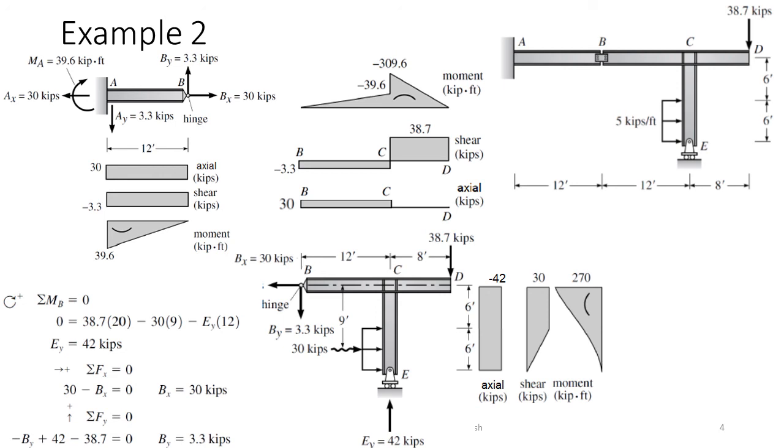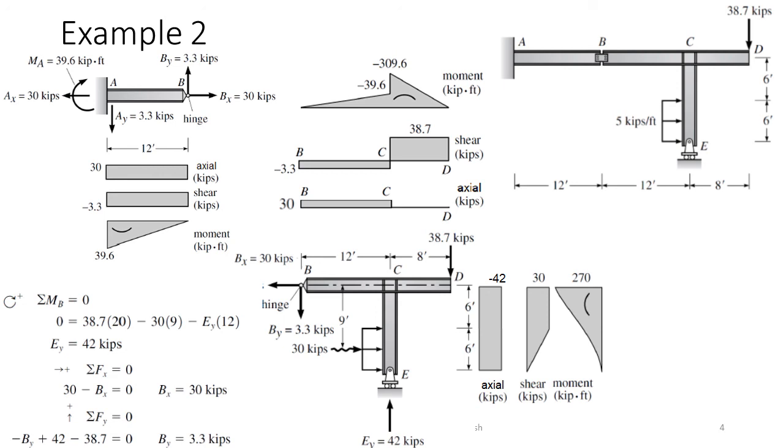Everything is correct. When it comes to the moments, I must take a section before the column and after the column. If I take a section before C, I will see negative 3.3 times 12. So this is negative 39.6. If I take a section after C, I will see negative 309.6, which is simply negative 38.7 times 8. So this is negative 309.6.